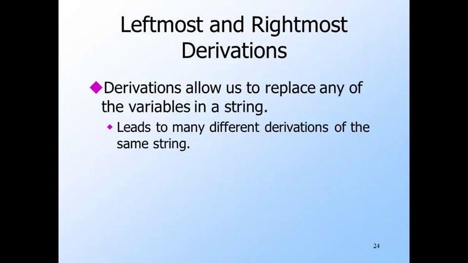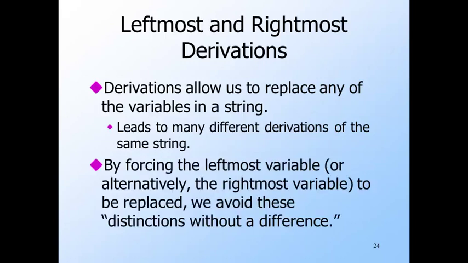When a sentential form has a number of variables, we can replace any one of them at any step. But what string of terminals a variable ultimately gets replaced by is independent of what else is in the sentential form. That's actually where the term context-free comes from. As a result, we have many different derivations of the same string of terminals.